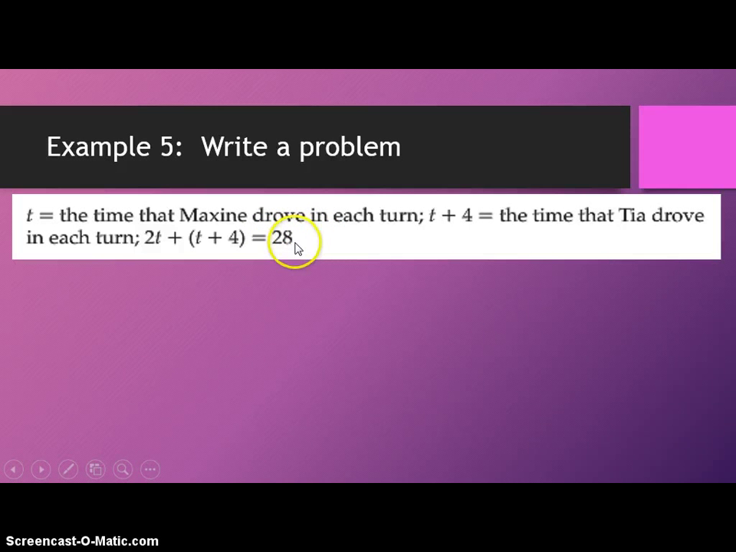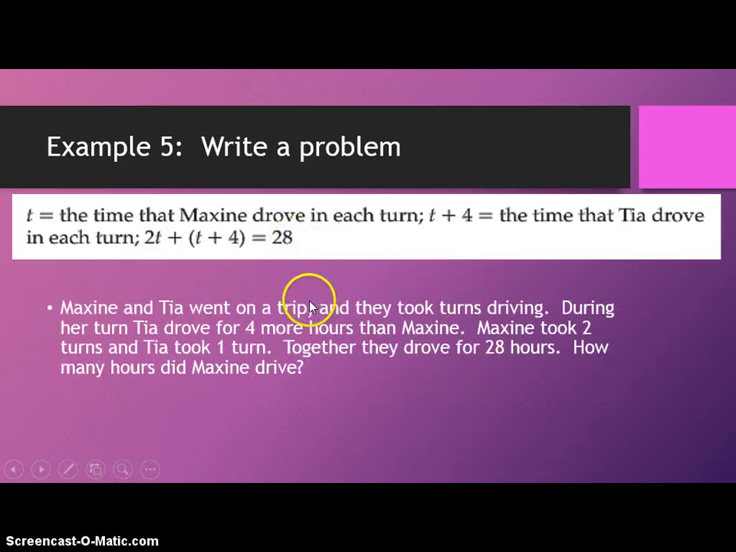So let's come up with a story. Here's what I came up with. Maxine and Tia went on a trip, and they took turns driving. During the trip, Tia drove 4 more hours than Maxine. That takes care of this piece. Maxine took 2 turns, and Tia took 1 turn. That's why I have a coefficient of 2 on this t and a coefficient of 1 for the t plus 4. So she drove twice, she drove once. Together, they drove for 28 hours. That takes care of the equals 28.